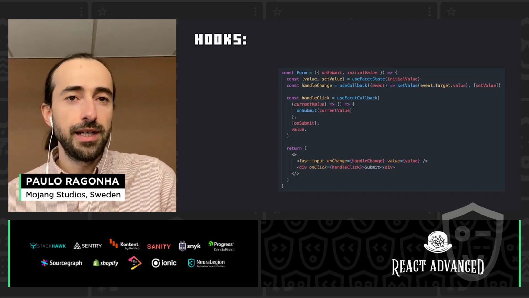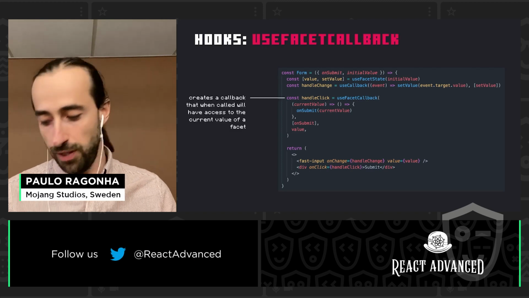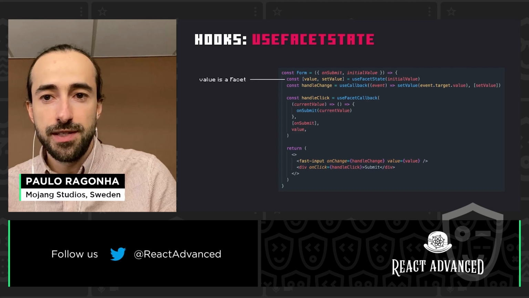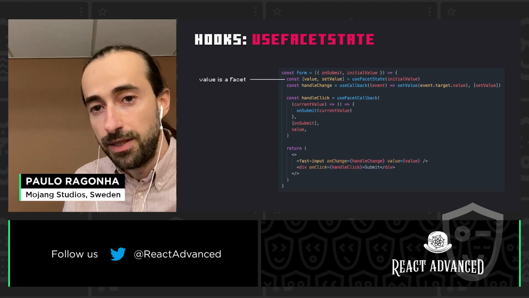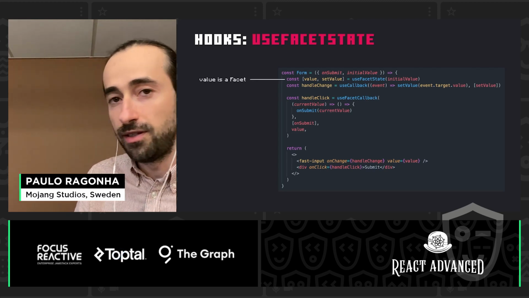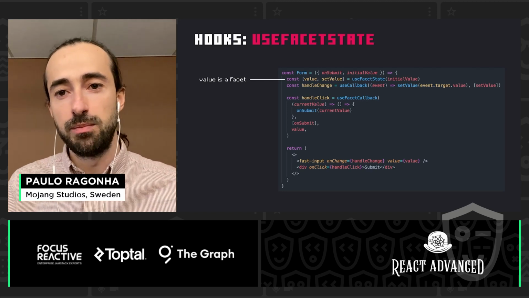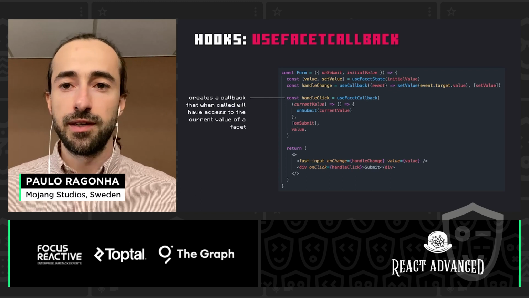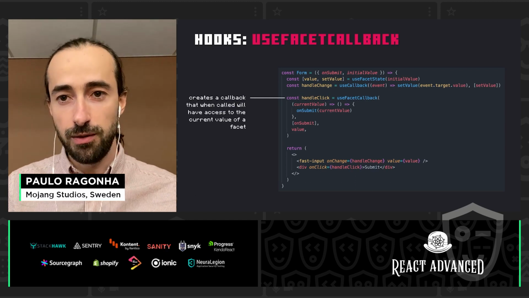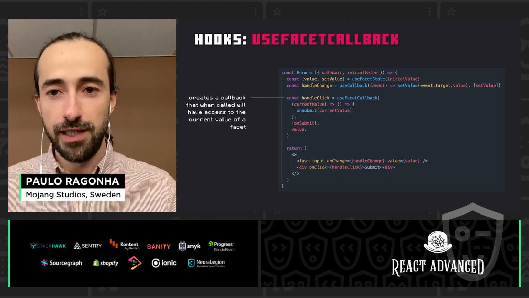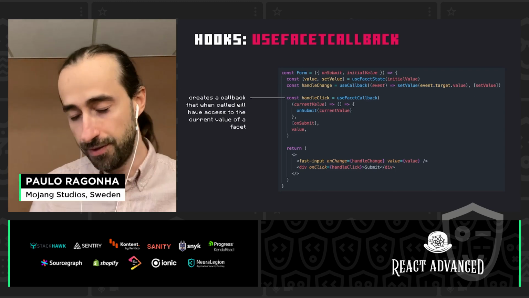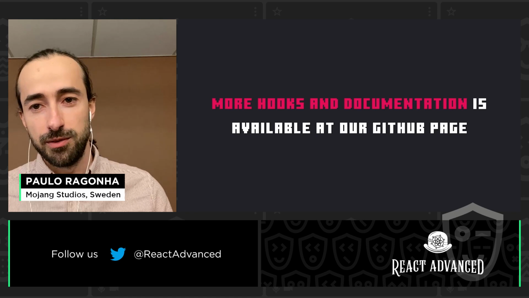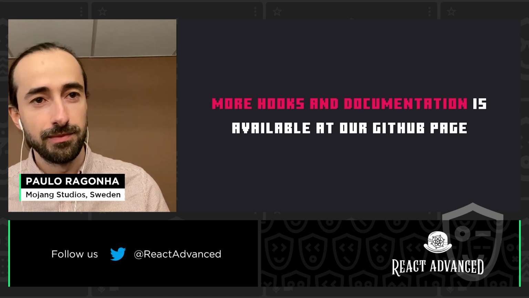Just to go really quickly, here's how that looks, where I have this component, using the useFacetState that is very similar to useState, but instead of the value there being just a string, it would be, for example, a Facet of a string. Then I also have a useFacetCallback here that is very similar to useCallback, but it allows you to pass a value there, which is a Facet instead. There are more hooks and documentation available also at our GitHub page.